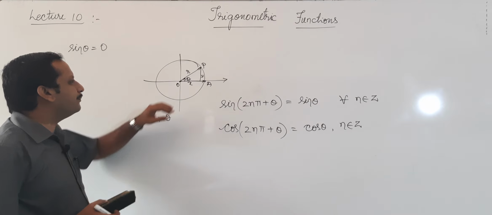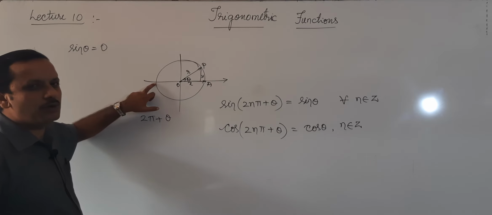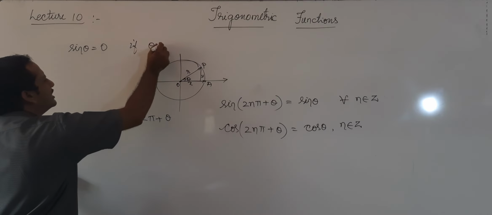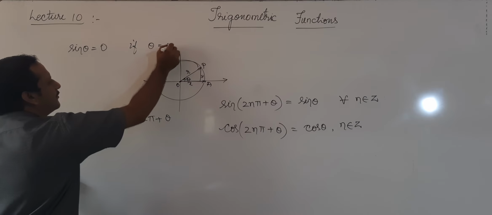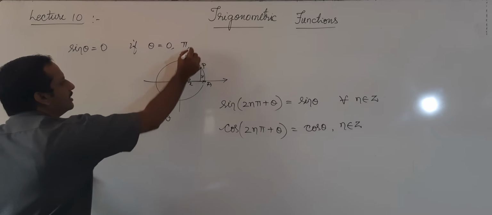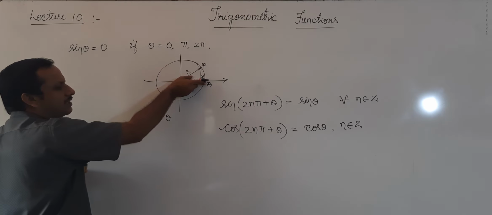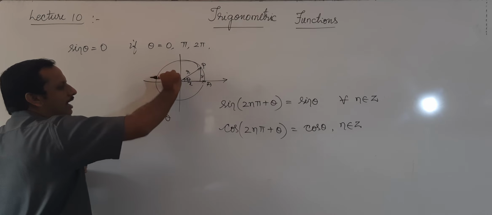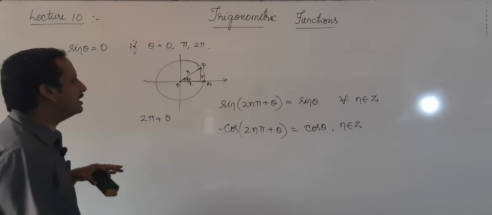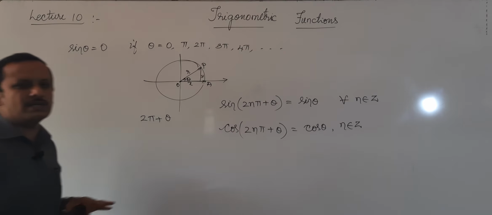Okay. So if that point is here, then y is 0. If that point is here, then also y is 0. That means sin theta is equal to 0 if theta is 0, when the point is here, or if the point is here, theta is equal to pi. Again, it will come here, which means 2 pi. It will come here again, that is 0. At 0, sin theta is 0. At pi, sin theta is 0. At 2 pi, sin theta is 0. And cover again, come here, 2 pi plus pi, that means 3 pi. At all these points, sin theta is 0.